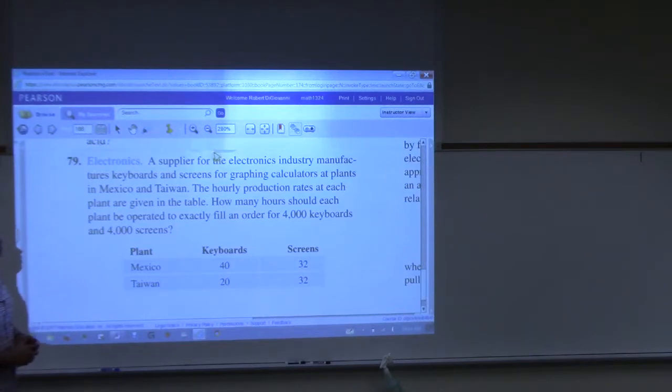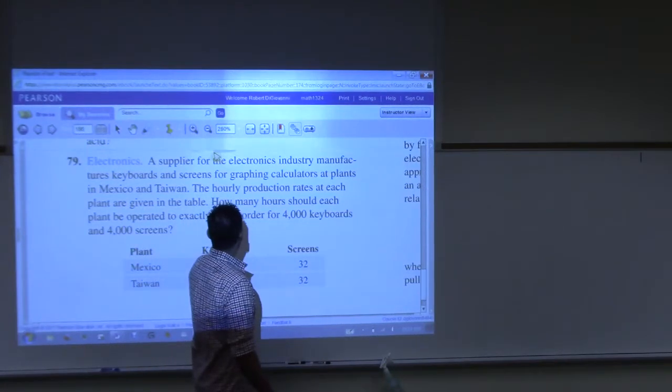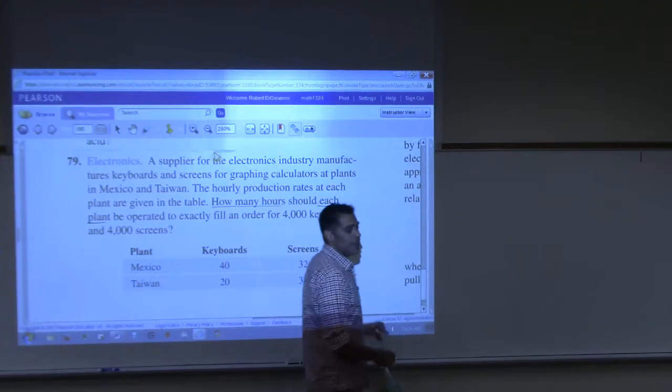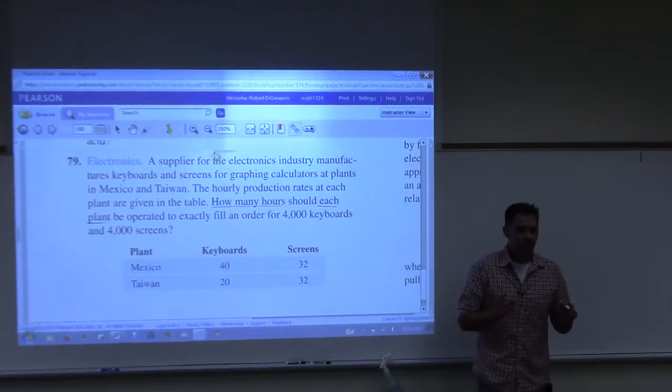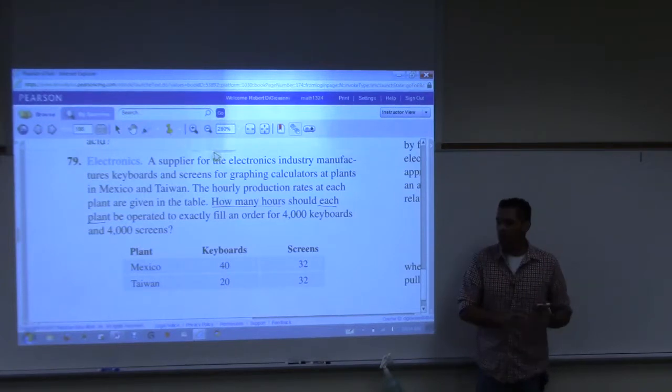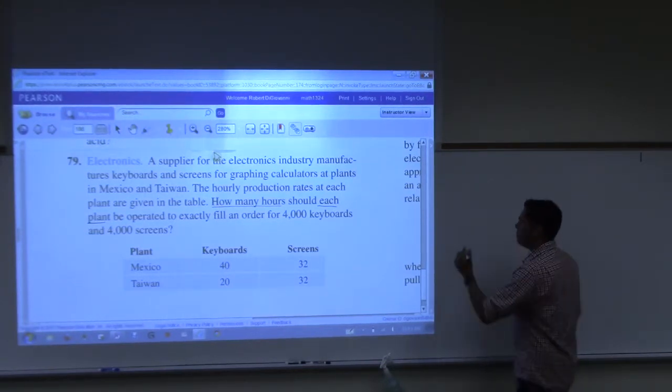All right. What are we being asked to find? Keyboard and screen? Or the amount of hours it takes. The hours, right? How many hours for each plant? So we're going to have two answers, right? It'll be how many hours the Mexico plant needs to be producing things, and then the other answer is how many hours the Taiwan plant needs to be operating. Do you understand that part?